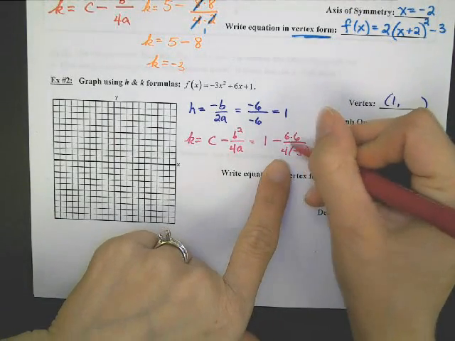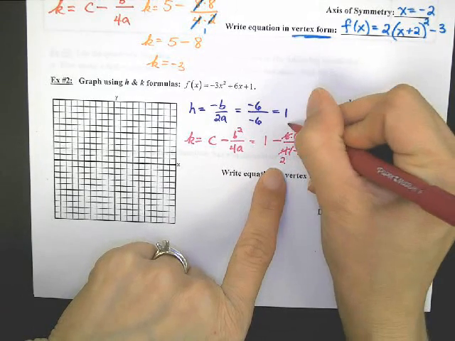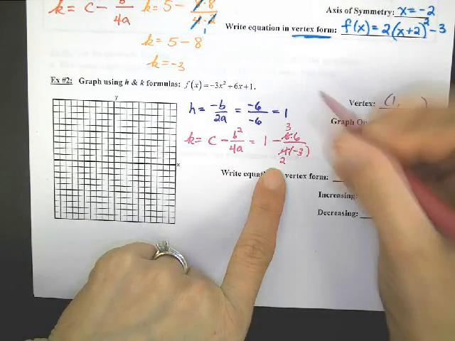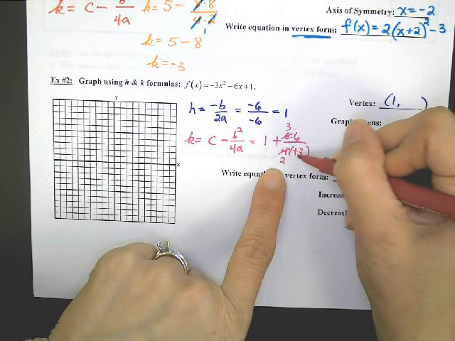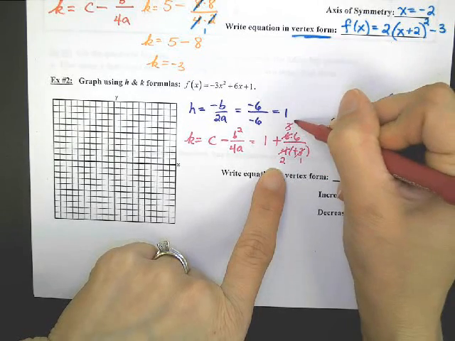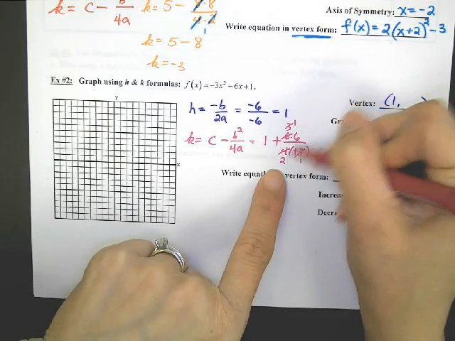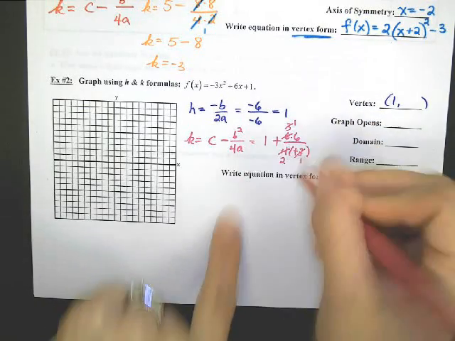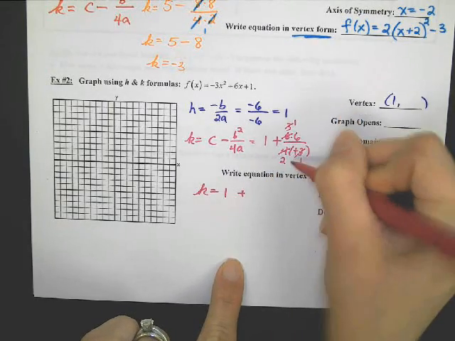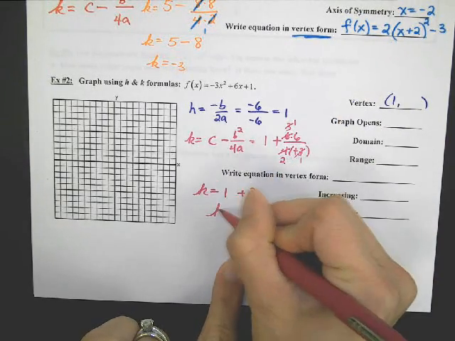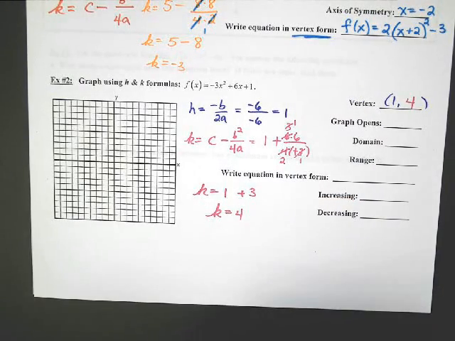I can cancel a 4 and a 6 each by 2. So that 4 becomes a 2 and the 6 becomes a 3. Oh, we can cancel a negative and a negative. We could cancel this 3 with this 3. So now I've got 1 plus 6 divided by 2. So k equals 1 plus 6 divided by 2, which is 3. So the k value is a 4. The vertex is 1 comma 4.